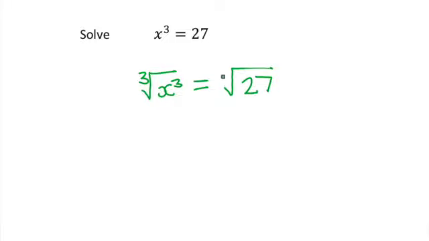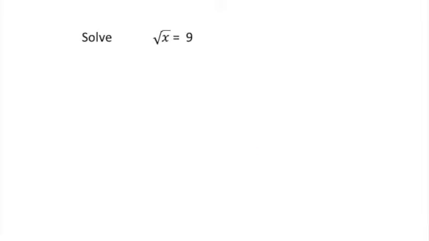So I'm finding the cube root of 27, and that is the same as saying what number multiplies by itself 3 times to get to 27. That number is going to be 3. So to find the cube root of x to the power of 3, I'm going to just be left with x. I keep my equal sign, and the number multiplied by itself 3 times to make 27 is 3. So x equals 3.